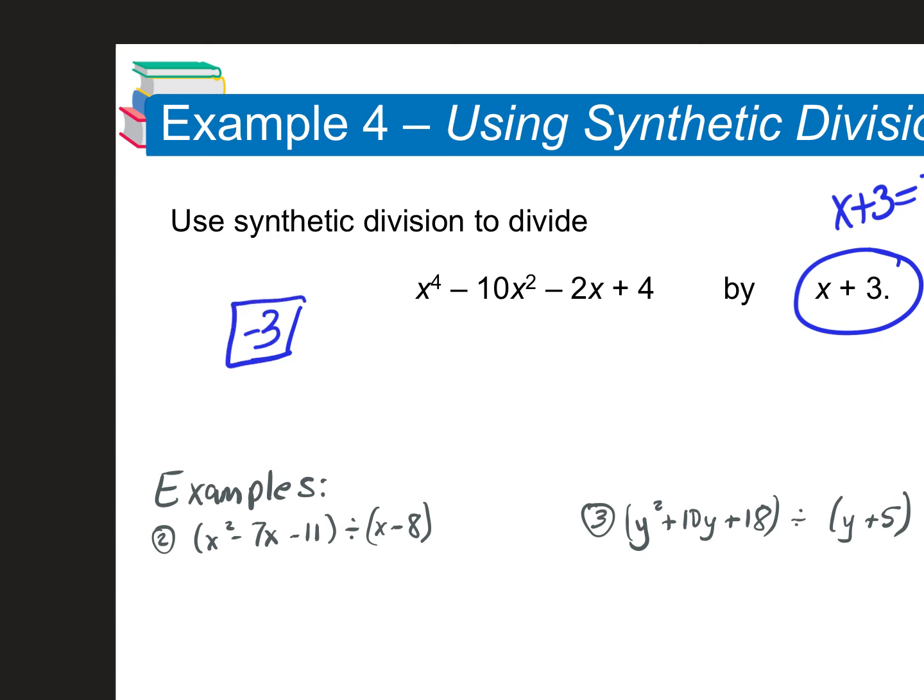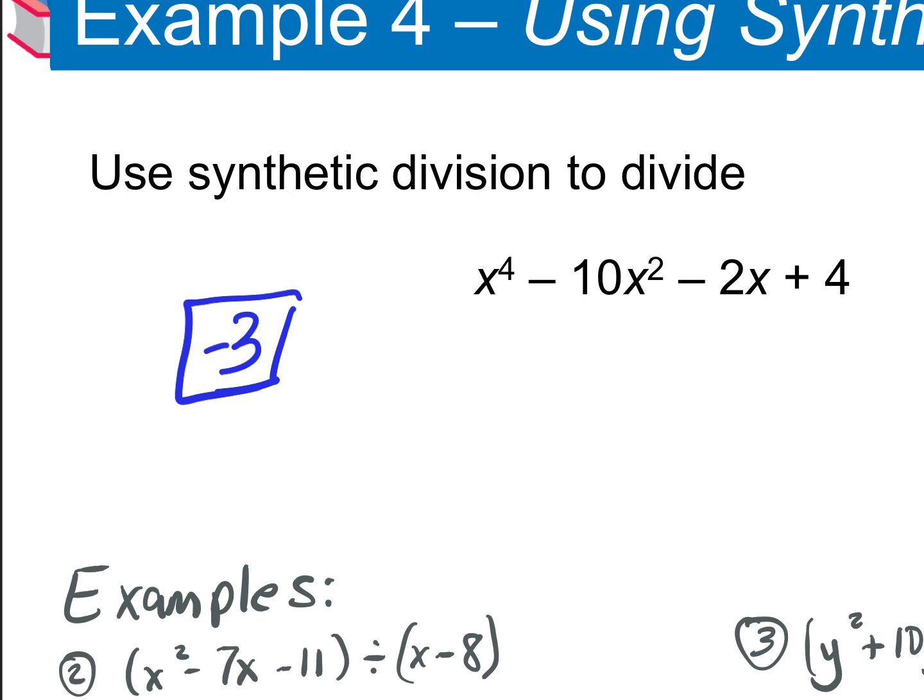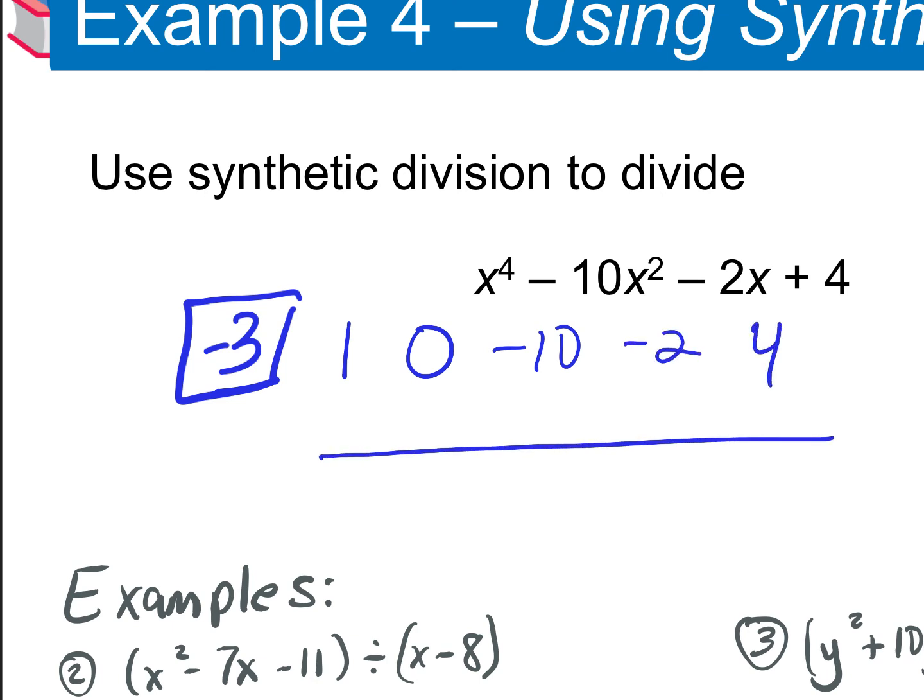It doesn't matter. But the process, guys, is you write out the coefficients of each variable. The first exponent you see is x to the fourth. What is the coefficient of x to the fourth? 1. What is the coefficient of x cubed? 0. Is there one? No. So you have to have your placeholder. What is the coefficient of x squared? Negative 10. What is the coefficient of x? Negative 2. And what's your constant? 4. All right, now we're all set up to synthetically divide.